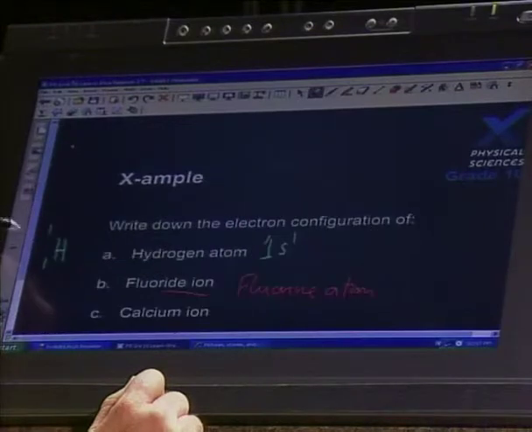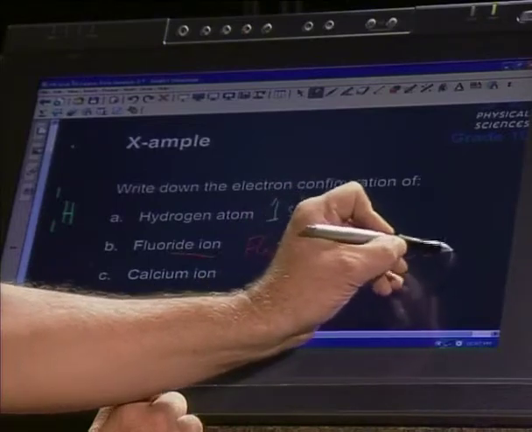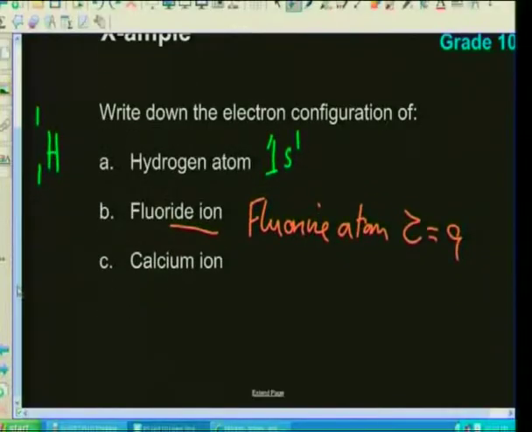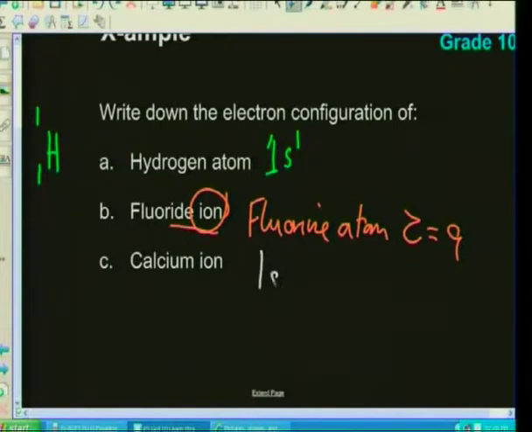So that's what we want to draw. Fluorine has an atomic number of 9, so we're going to draw the electron configuration for 9 electrons plus 1, because it's going to be complete, like a noble gas. So 9 electrons plus 1 gives us 10 electrons. What do you think it's going to be? Here we go: 1s2, 2s2, 2p6. 2, 4, and 6 gives us 10.